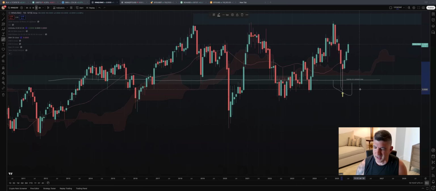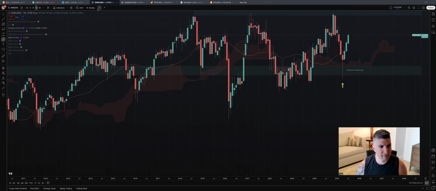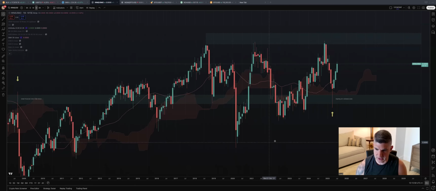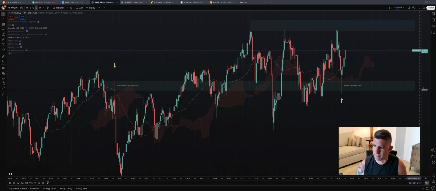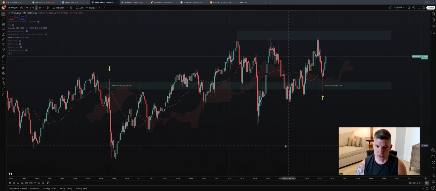Now I've got it labeled here, kind of funny, the roaring 20s demand zone. Not that this has anything to do with the 20s. What I'm saying is that the implication is that this is the type of thing you would expect to see towards the end of a macro reaccumulation range.